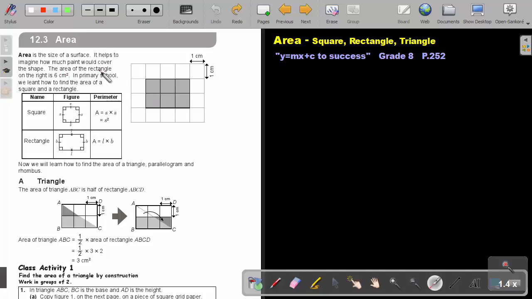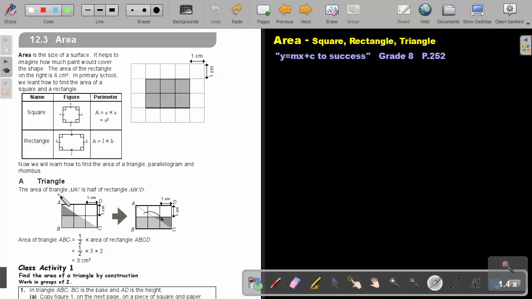The area of the rectangle on the right is 6 centimeters square. 1, 2, 3, 4, 5, 6. In primary school, we learned how to find the area of a square and a rectangle. Let's just revise it. The area of a square will be side times side, and the area of a rectangle will be length times breadth. Now, we will learn how to find the area of a triangle, parallelogram, and rhombus.